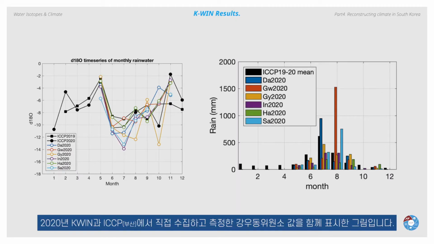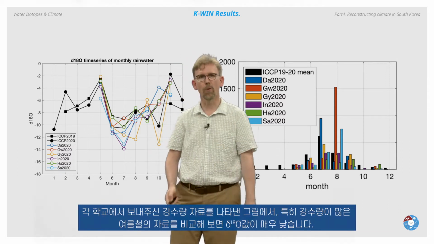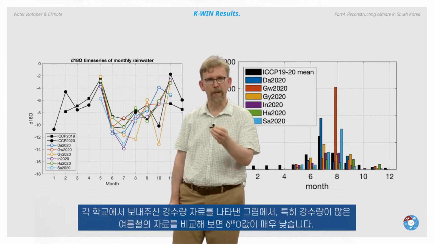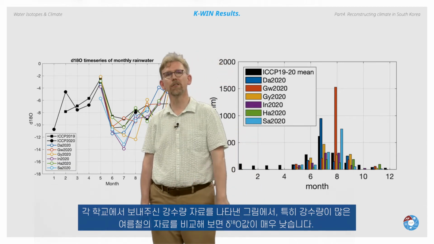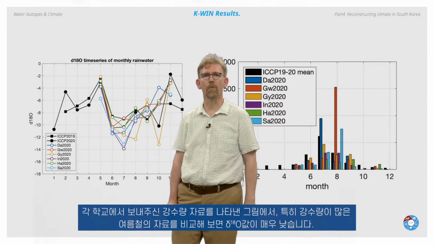By plotting the 2020 KWIN water isotope measurements along with the ones we collected ourselves here in Busan, the following picture emerges. There is a strong seasonal cycle in delta 18O, which means there is a strong seasonal cycle also of the water vapor pathways. High rainfall in summer, as illustrated by your rainfall amount measurements, is accompanied by very low delta 18O values.